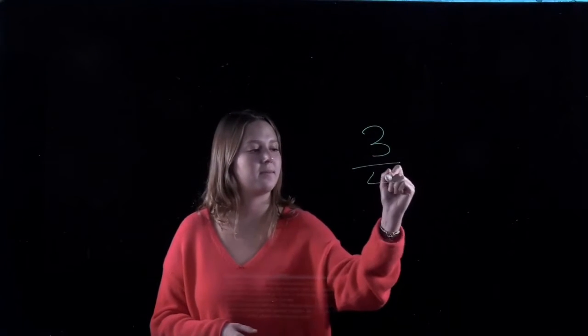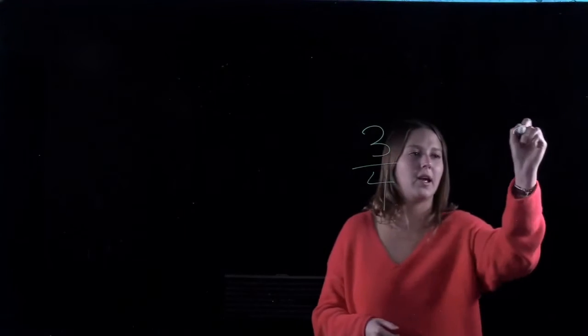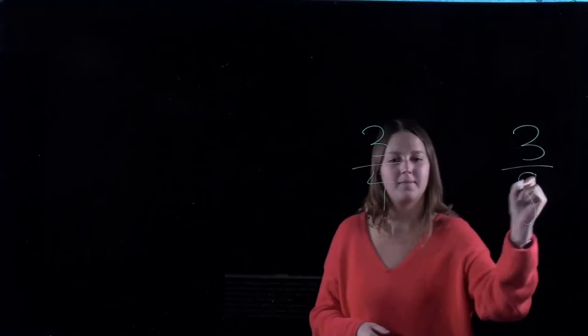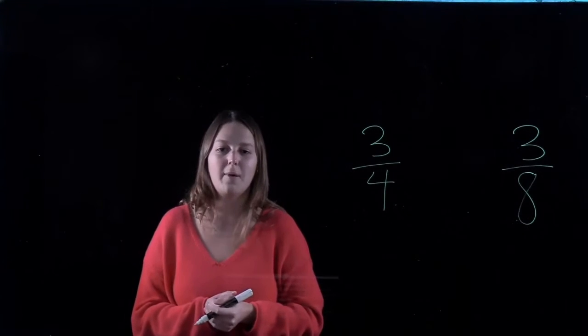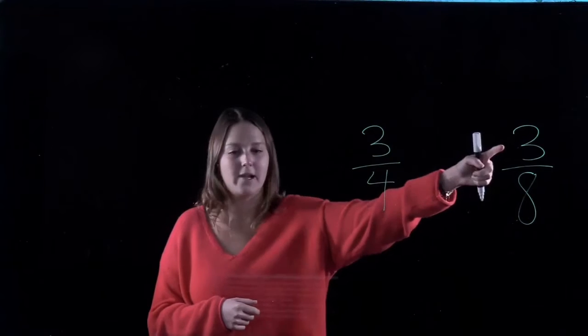The second strategy is common numerators. If both numerators are the same, the alligator eats the smaller denominator. Let's look at 3/4 and 3/8. They both have the same numerators, 3.